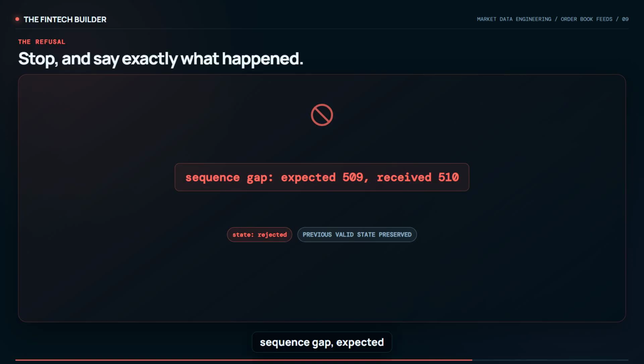Sequence gap, expected 509, received 510. The state is rejected. A sorted-looking book is not current if one sequence is missing.